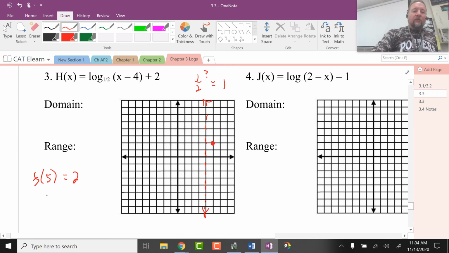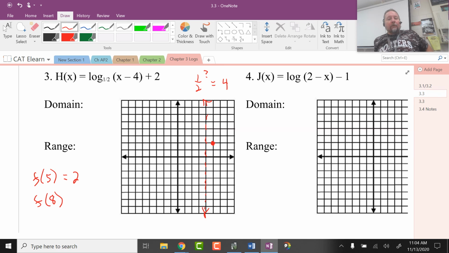And I'm going to annoy you one more time. I'm going to ask you f of 8 because it does work out. 8 minus 4 is what? 1/2 to what power equals 4? That's actually doable. Think about negative exponents and stuff. 1/2 to what power equals 4? Because that's what happens when you plug in 8. You have to evaluate that logarithm.